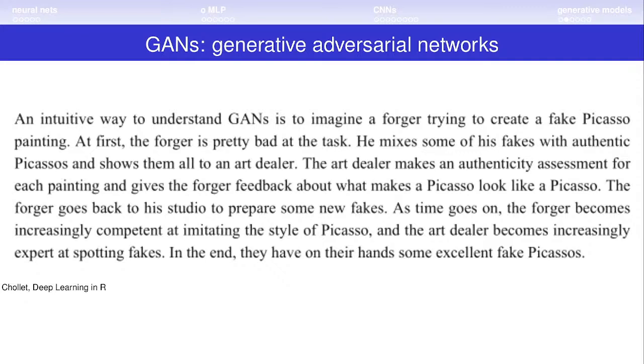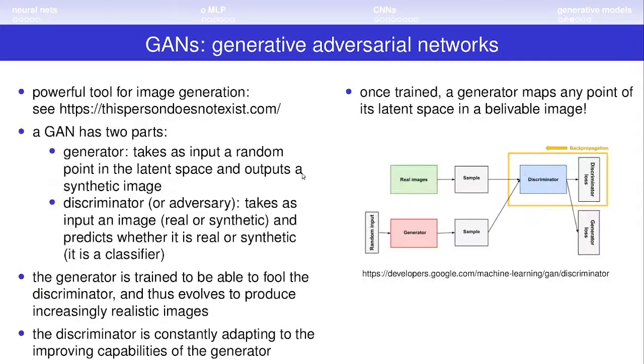As time goes on, the forger becomes increasingly competent at imitating the style of Picasso, and the art dealer becomes increasingly expert at spotting fakes. In the end, they have on their hands some excellent fake Picassos. And this is the idea behind GANs. For example, if you look at the site here, This Person Does Not Exist, it shows many images of persons generated using GANs. GANs have two parts, the generator and the discriminator.